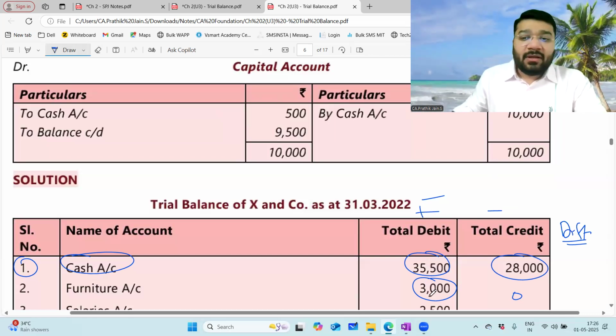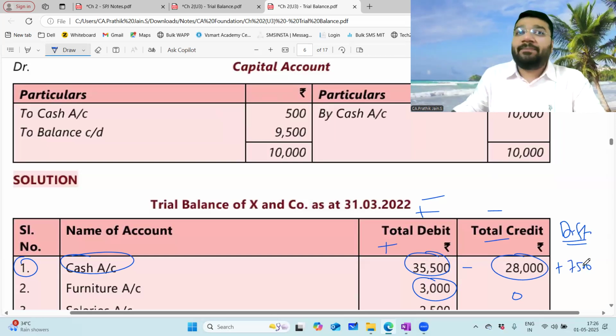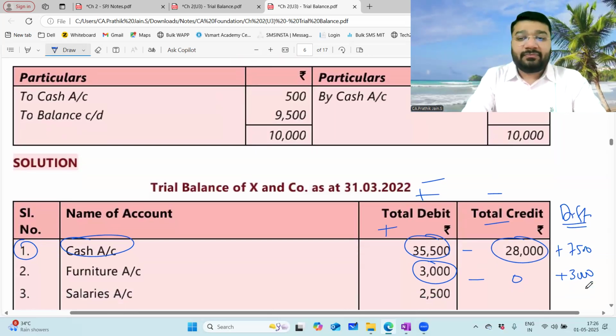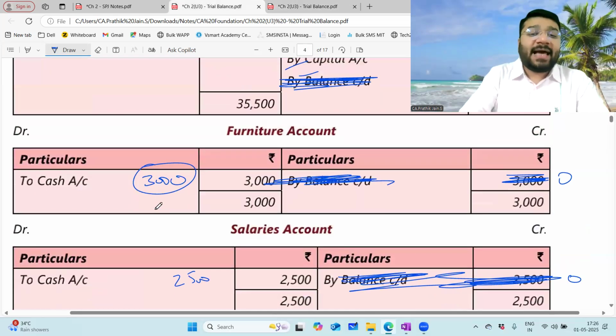Now, 35,500 minus 28,000, net is positive or negative? Debit is positive, credit is negative. Assume that. So 35,500 minus 28,000 is how much? Positive 7,500. Then 3,000 minus 0 is positive 3,000. Put difference column also. Any problem? No problem.